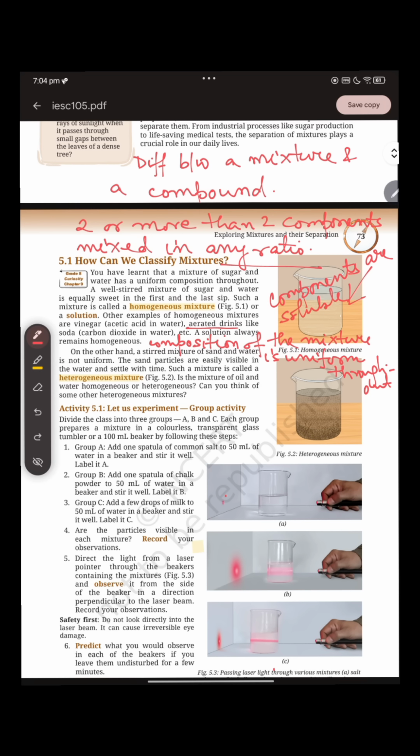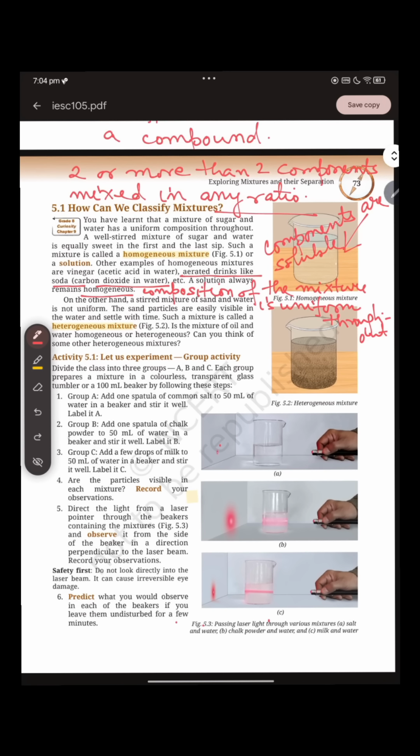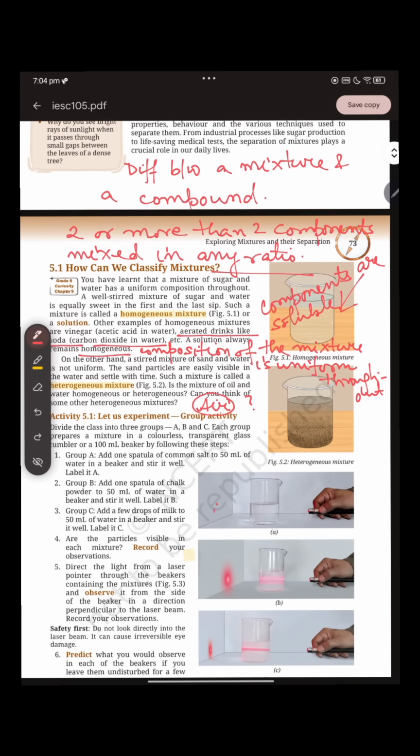Now aerated drinks like soda water, where you have carbon dioxide dissolved in water, are an example of homogeneous mixture. What do you think air is? This is another question to you. What do you think air is? Is it a homogeneous mixture or is it a heterogeneous mixture? This is another question that I will expect you to answer in the comment section of the video.